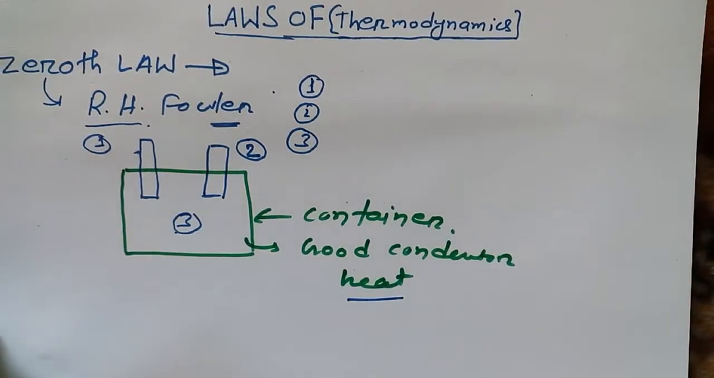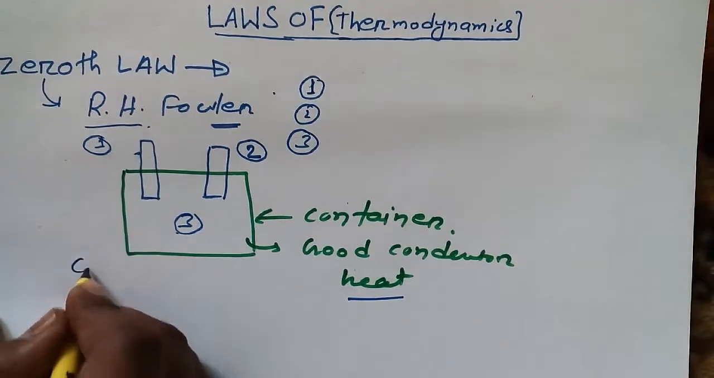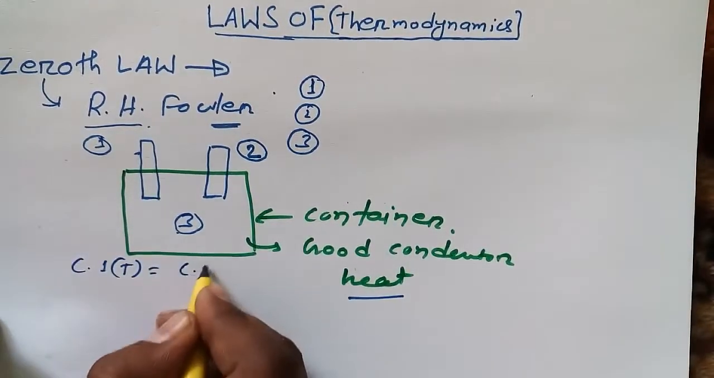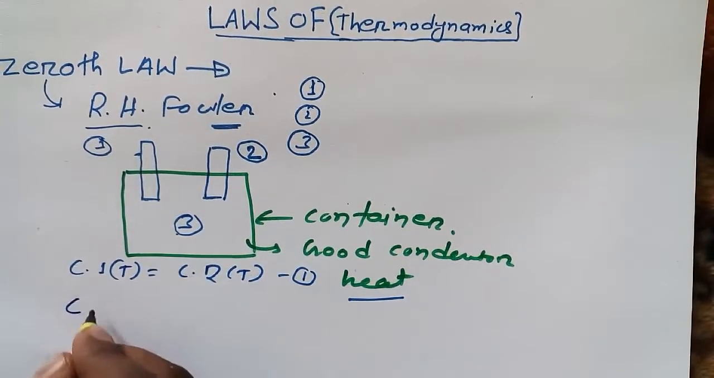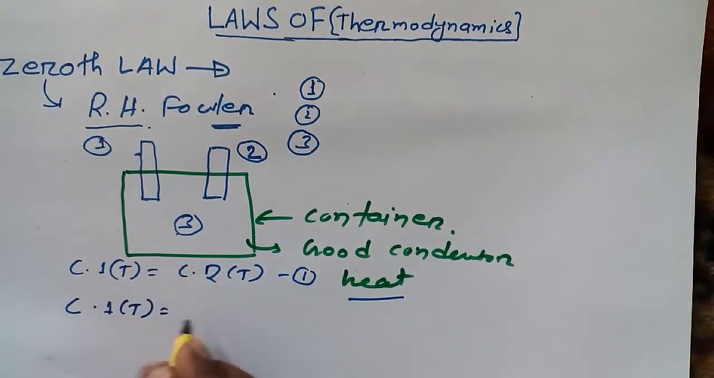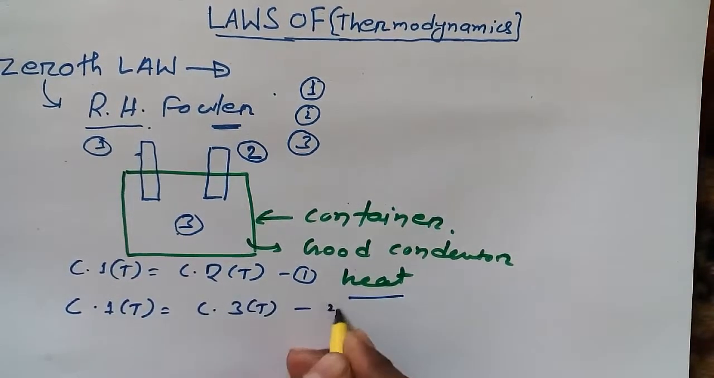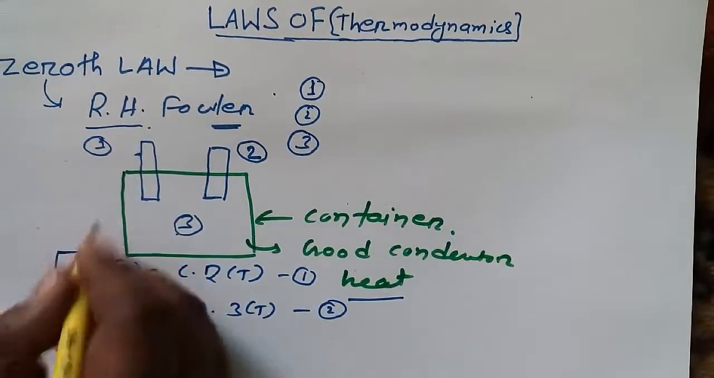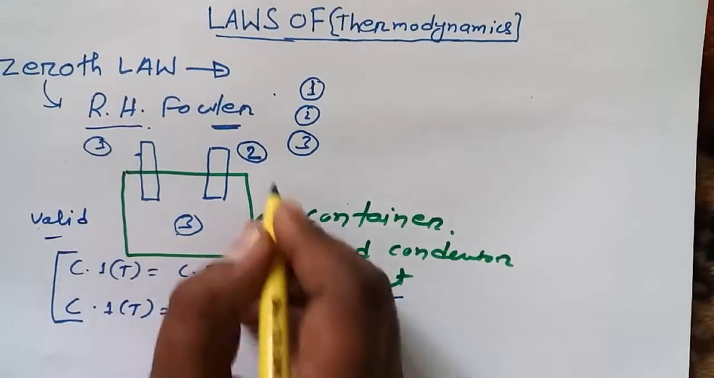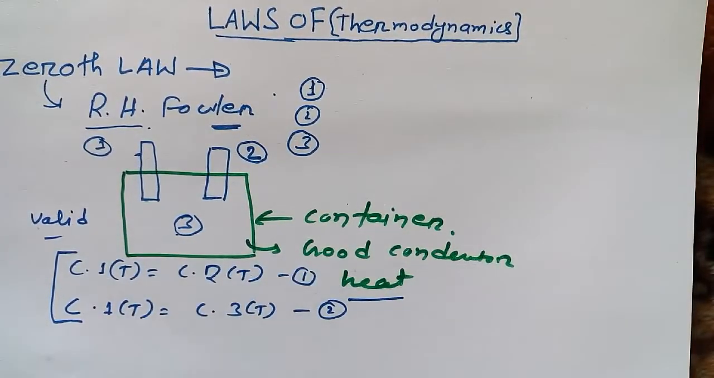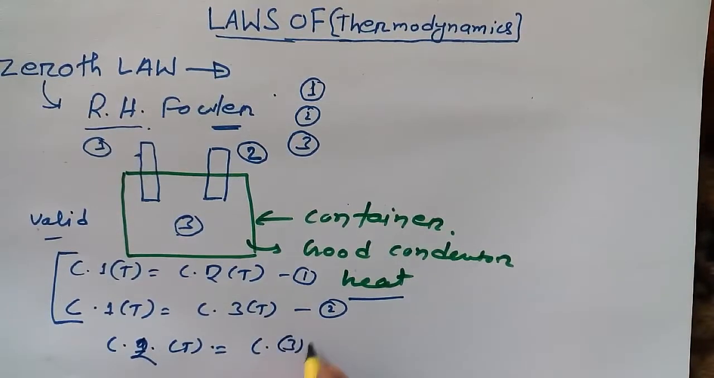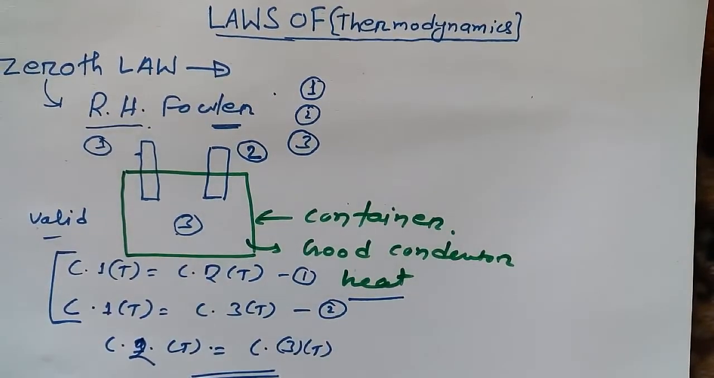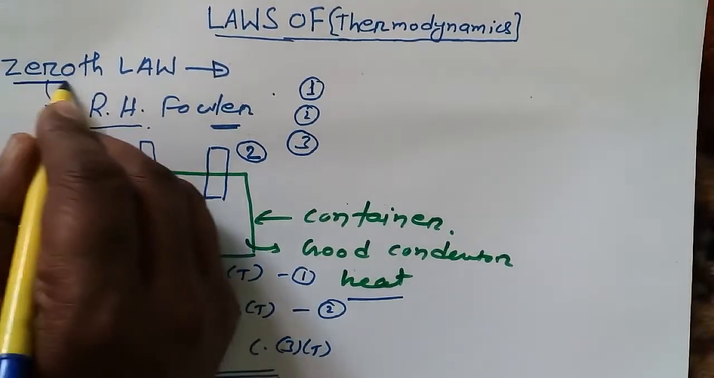Remember this is most important. Now if component 1 temperature is equal to component 2 temperature, equation 1, and if component 1 temperature is equal to component 3 temperature, equation 2, if both equations are valid for this diagram, then we can say component 2 temperature is equal to component 3 temperature. So this is the conclusion behind this Zeroth law.